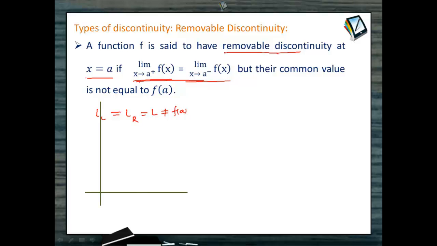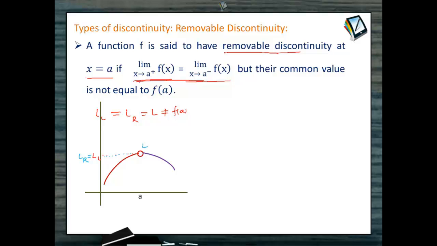What happens is, at the point a, when I calculate the left hand limit, this is the point where I am getting the left hand limit. So this is our left hand limit. Now let's see what happens to the function from the right hand side. From the right hand side also the function is approaching the same point. So the same point also acts as the right hand limit. Therefore both of them are equal.